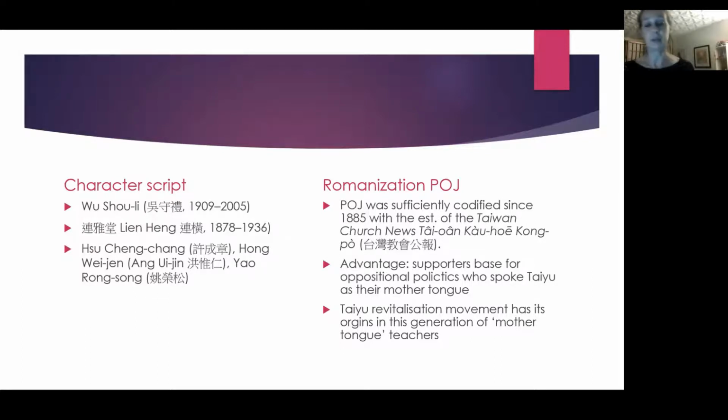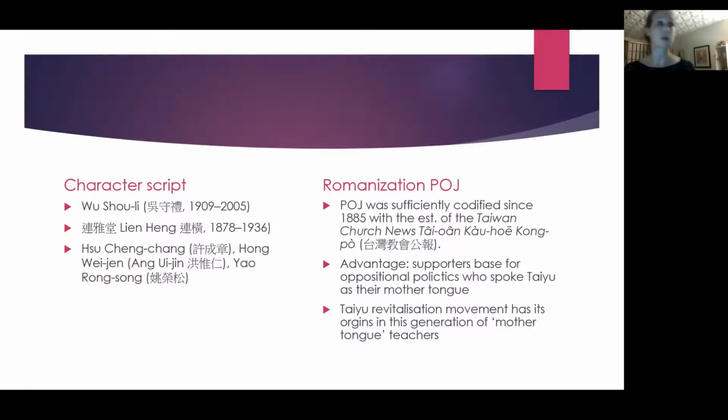On the romanization, or the Peh-oe-ji, we may say that it was sufficiently codified, since there was a Taiwan church newspaper that came out on a weekly, monthly basis. And when we look at today, the role the romanization also played was that it created mainly the church, the Presbyterian church, as a supporter base for the oppositional politics.